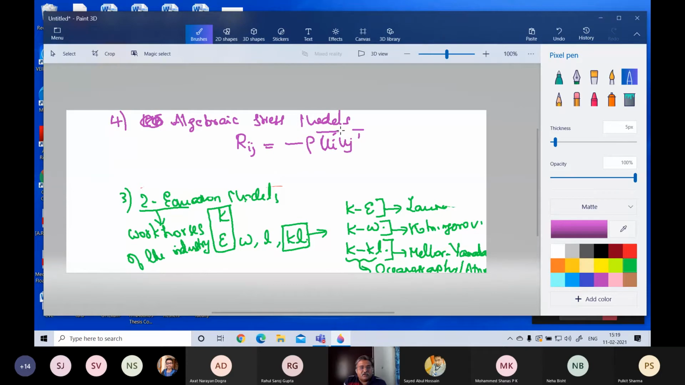They use an equation for Reynolds stress directly, and the other parameters are handled algebraically. Okay, basically, what do you mean by algebraic? Algebraic means a simple equation. There are two types of things we use here: one is a differential equation and the other is an algebraic equation.